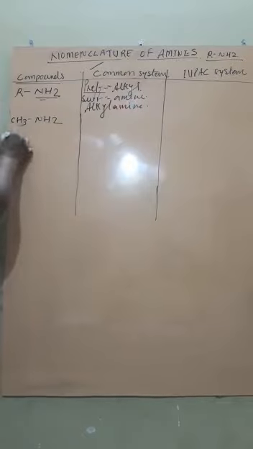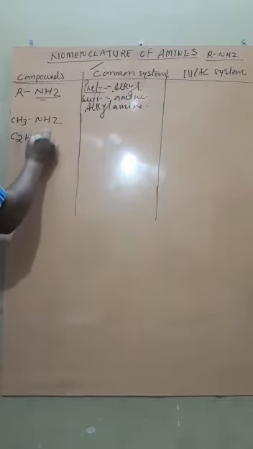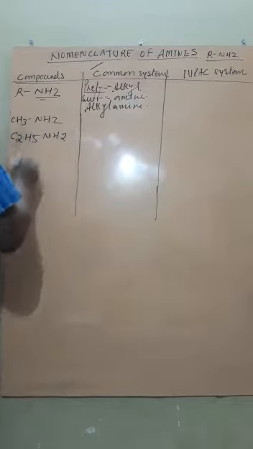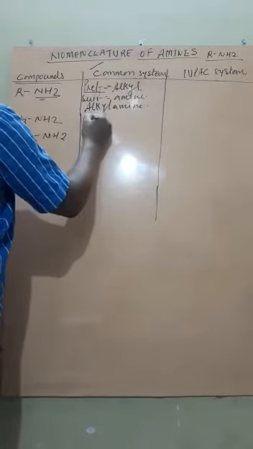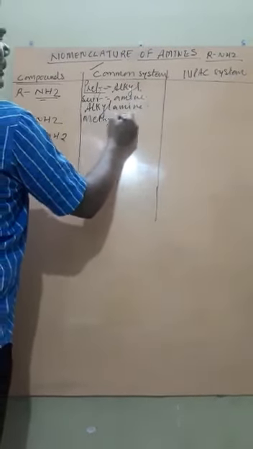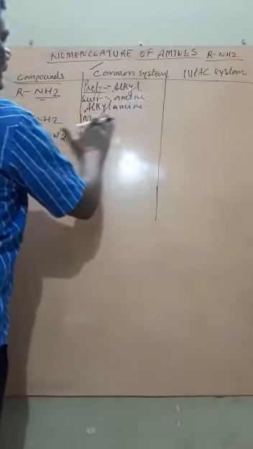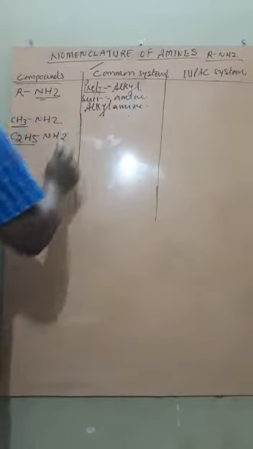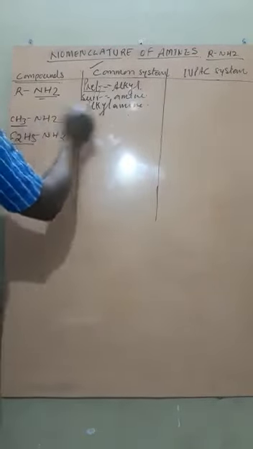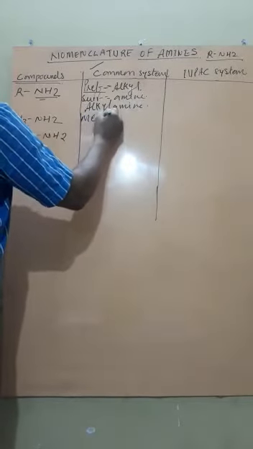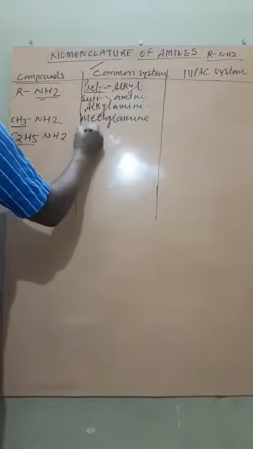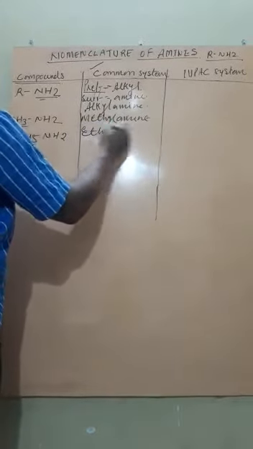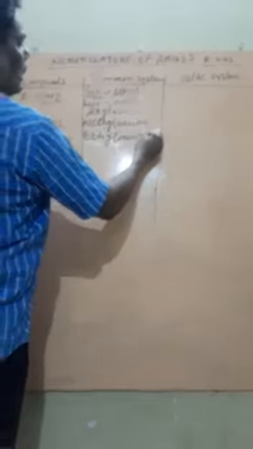Now suppose the compound is CH3NH2, or the compound is C2H5NH2. On this basis, R is written as methyl and ethyl, and then amine. So very simple, the name becomes methyl amine and ethyl amine. But what we have to do? We have to follow alphabetical order. For the first one, only one alkyl radical is there, therefore this is called methyl amine, and no need to follow alphabetical order.